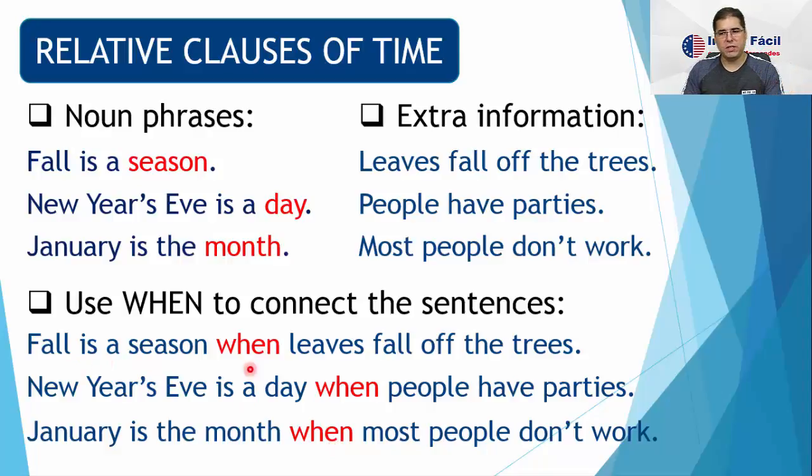So, fall is a season when leaves fall off the trees. Now I can understand. When people have parties. What when people have parties? Now, New Year's Eve is a day when people have parties. Okay, now it's possible to understand. Okay, guys, I know this is something very simple, but it's going to be important to understand this, because the next few relative clauses we're going to see are a little bit more complicated than this one, okay?